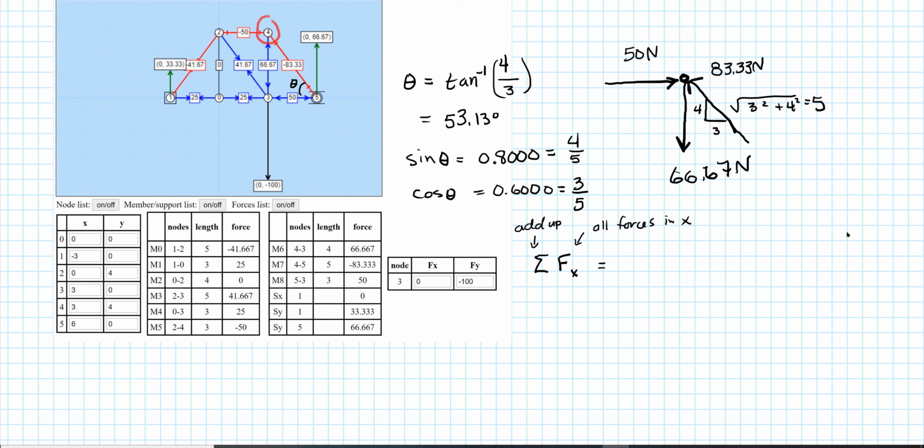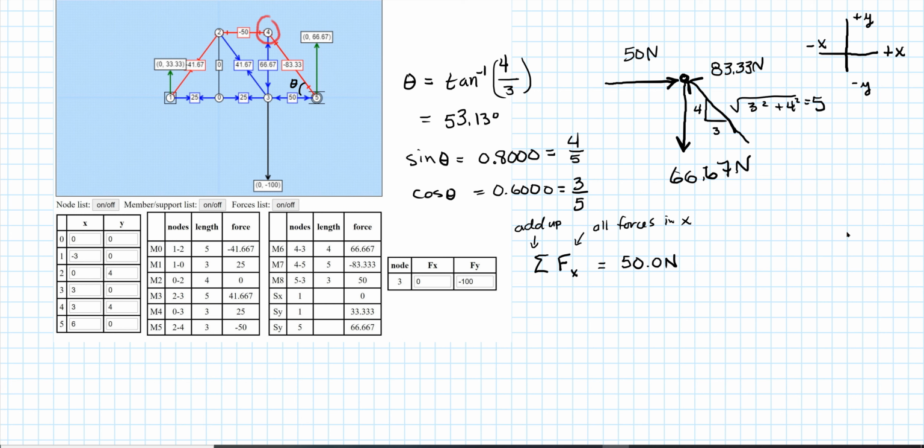So let's see what we get. When we add these up, we're going to use the regular old sign convention that this direction is positive x, this direction's minus x, this direction's positive y, and this direction is minus y. So our 50 Newton force is going in the positive x, so just put a positive sign, or just don't leave a sign to make it positive. Our 66.67 is not going in x at all, it's going only in y, so we just leave it out.